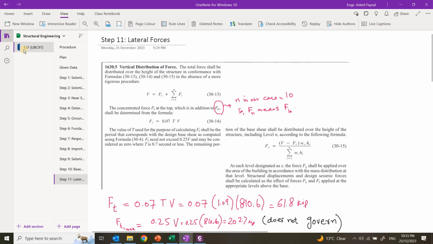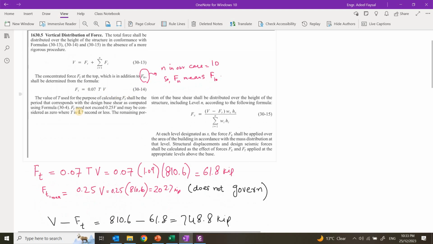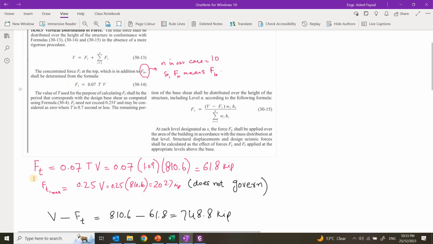So before you start allocating to the other levels, before you start doing the distribution, you need to do one thing over here, which is calculating the FT.